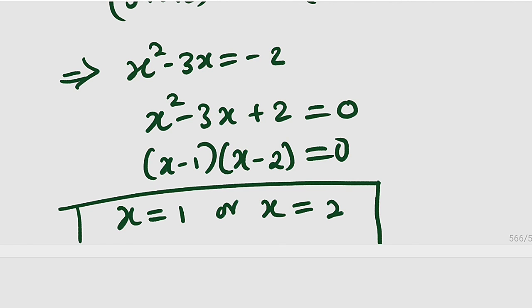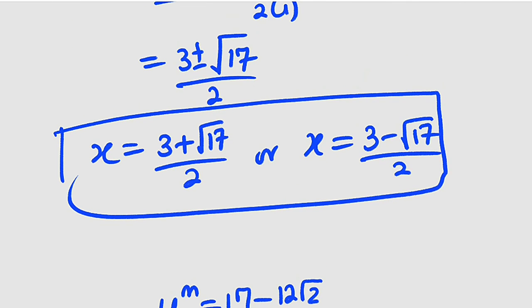x could either be 1, 2, 3 plus root 17 divided by 2, or 3 minus root 17 divided by 2.